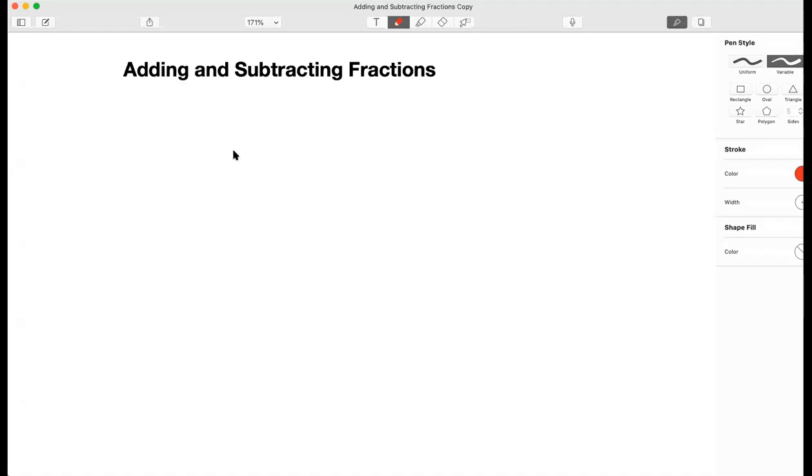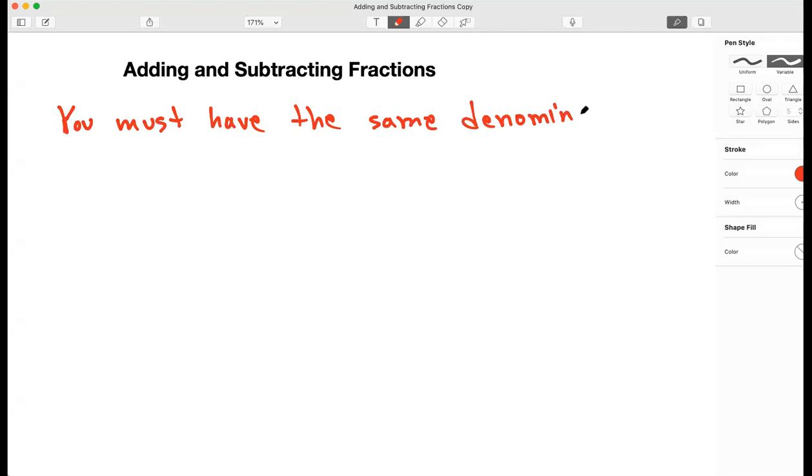All right, adding and subtracting fractions. So in order to add and subtract fractions, you must have the same, or a common is another word for that, denominator. You must have the same denominator.